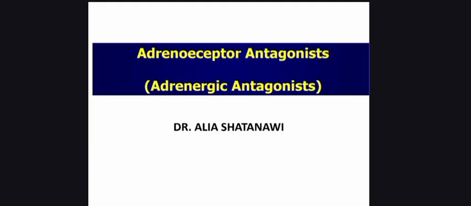So let's try to remember what's the action of the alpha adrenergic receptor in our body. You remember that for the alpha adrenergic receptor, we have two subtypes: the alpha 1 and the alpha 2. In order for us to recognize what the antagonist would do, it's very important to know the normal function of these receptors. So you remember, where is alpha 1 present?